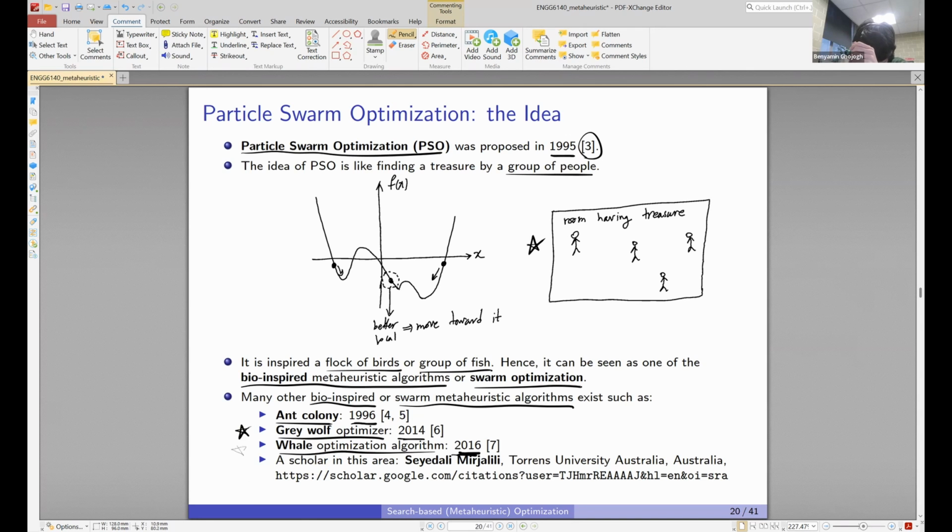And these two, for example, are proposed by a scholar in this area who is Seyedali Mirjalili. He's in Torrens University, Australia. He's a professor there now. He has proposed many metaheuristic optimization algorithms, especially bio-inspired ones.